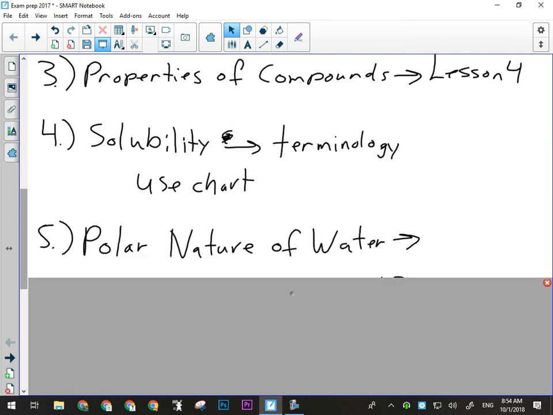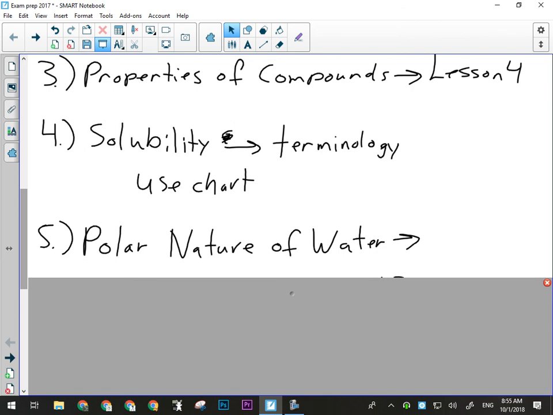Polar nature of water. We need to be able to explain what a polar molecule is. That's where the electrons aren't shared equally, so one end becomes positive and one end becomes negative. That causes some different behaviors like cohesion and adhesion, surface tension, stuff of that nature, and how that can be used by living organisms. We talked about how trees use it to help them draw the water up the plant, and how the Jesus lizard can run across the surface of the water, or bugs can sit on the surface of the water, things of that nature.